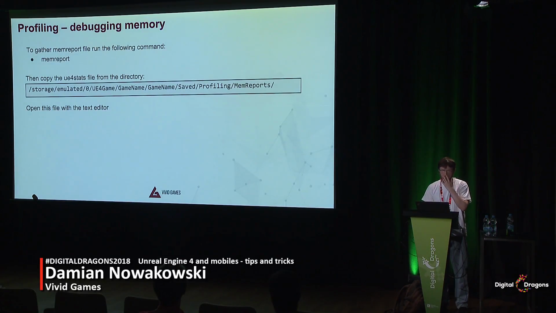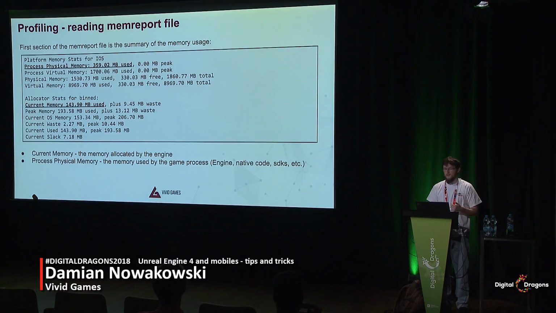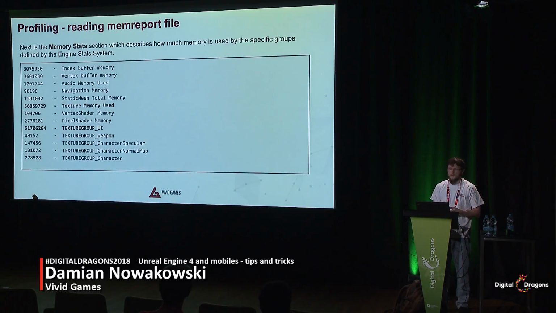You can also debug the memory by using the memreport command, which will also generate a file inside the device. And then when you download this, you can just open it inside a text editor. Inside the text editor, the most interesting thing you can see is the current memory, which shows how much memory the engine uses, and the process physical memory, how much the game actually uses. So this is the engine, SDKs and native code all combined.